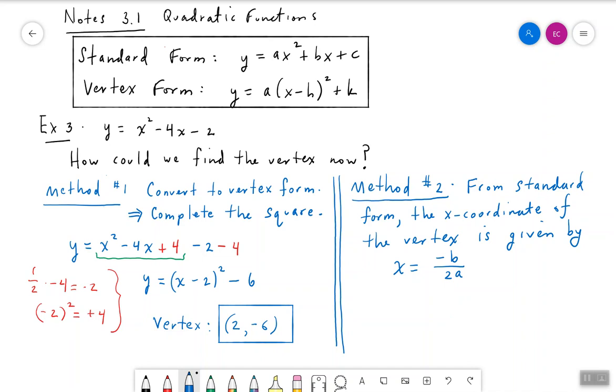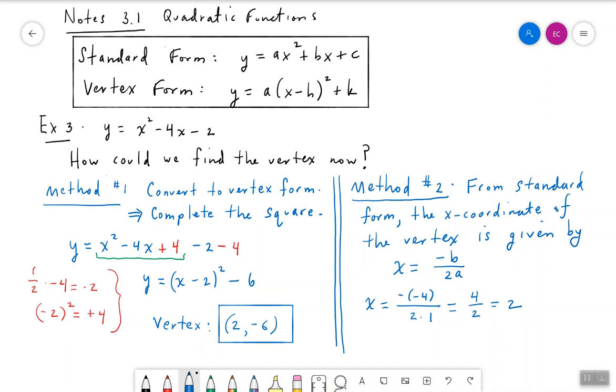So in our example number 3, what is the value of b? B is negative 4, so we'll have negative 4 divided by 2 times a, and a is the coefficient on x squared, it's 1. And so we have 4 divided by 2, which is 2. And of course that's the x coordinate of the vertex. We already know that's the correct answer because we already found the vertex by the first method.